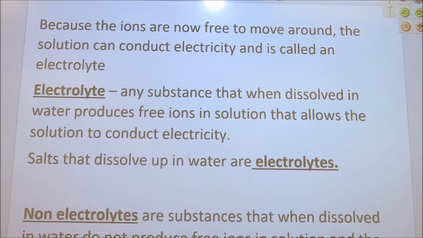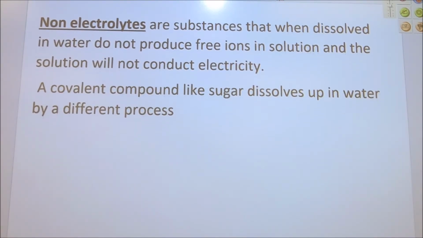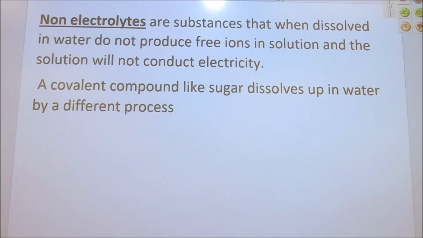Acids, when they dissolve in water, are also electrolytes because of the reaction that they have with water. Non-electrolytes are substances that, when dissolved in water, do not produce free ions in solution, and the solution will not conduct electricity. Sugars dissolve in water through a different process, and they don't produce ions in solution. Okay? Very different than what a salt does.